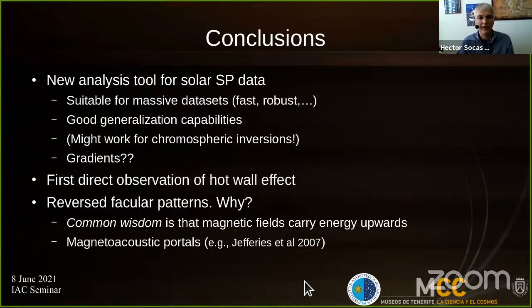It even goes against the intuitive notion that we have in solar physics. There's even this idea of the magnetoacoustic portals that was put forward by Jefferies et al. in 2007, where these small magnetic elements can act as propagators of magnetoacoustic oscillations from the lower layers to the upper layers. So one would expect that where you have a magnetic field lower down, that should be hot also in the upper layers. So this is a surprising result, and I think it should be investigated further in the future.